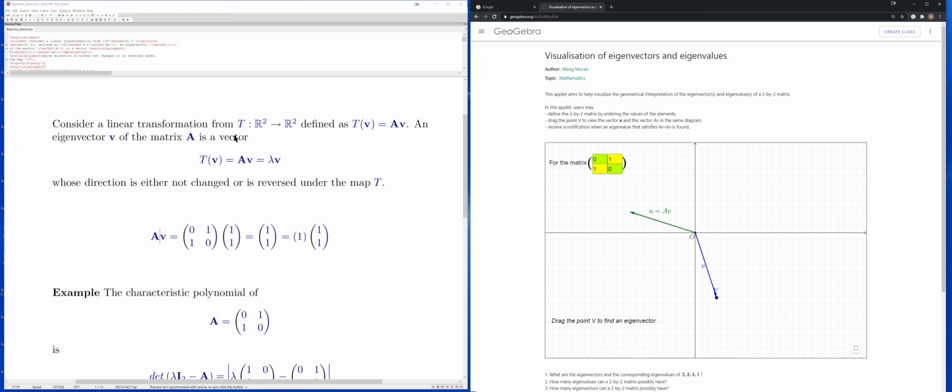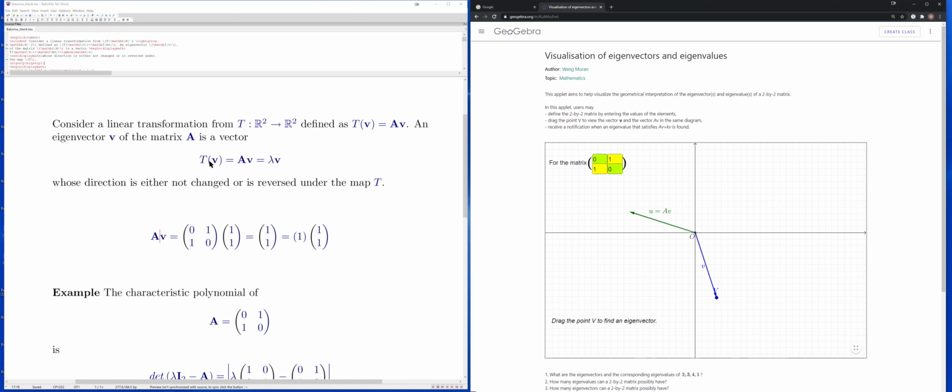So if I have a linear transformation defined as TV equals AV, an eigenvector of the matrix A is a vector in the domain such that when you apply this map to that vector, the direction of the vector doesn't change. By direction, I mean that it could even reverse, but the vector would still lie along the same straight line.